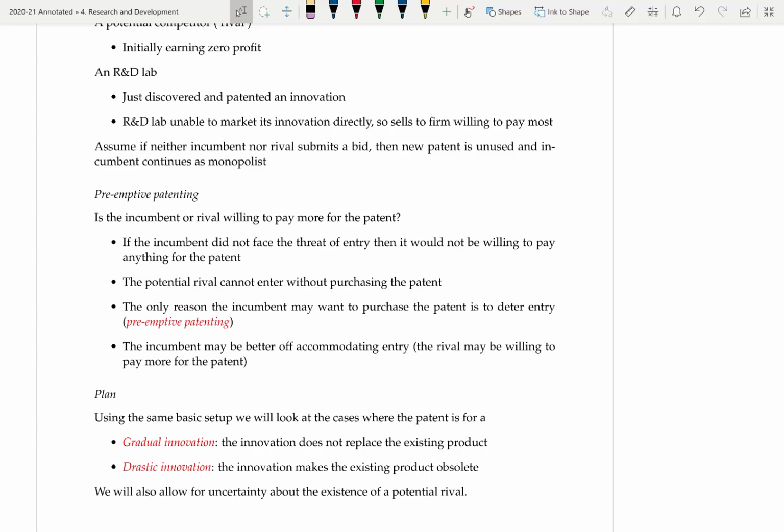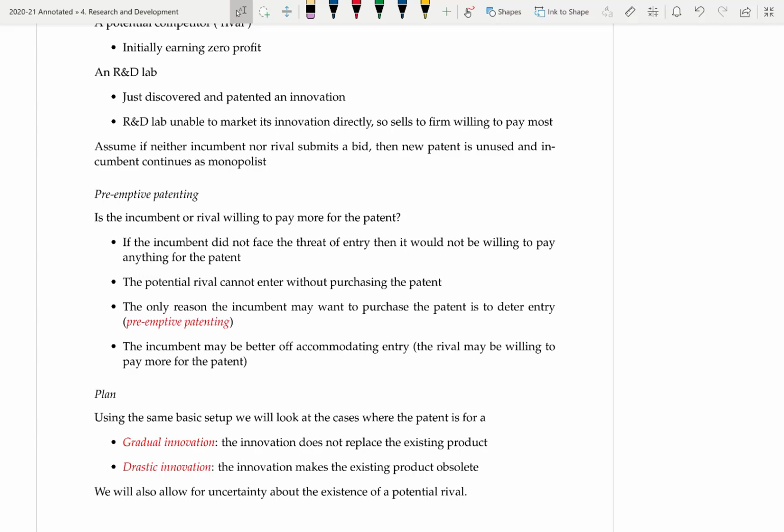Now, it could be that the incumbent is actually better off accommodating entry because the rival is willing to pay more for the patent. That is, the rival gains more from entering the market than the monopolist loses from the competitor entering the market. So we're going to look at whether the incumbent or the rival has more incentive to innovate, which one gains more from purchasing the patent.